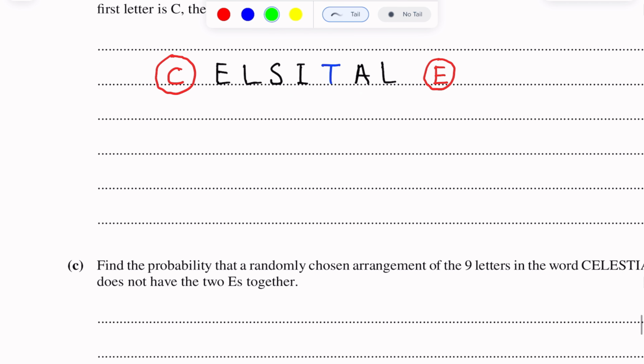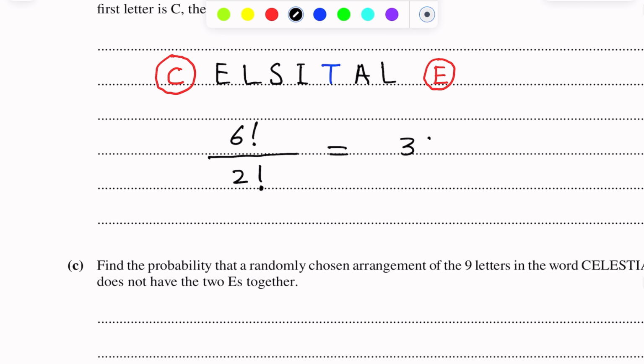So we write here 6 factorial, but two L's are repeated, so divided by the repeated letters, that are 2 L's. So we write here 2 factorial. After calculating, we get 360. This is the answer.